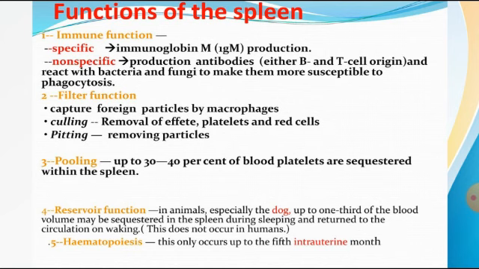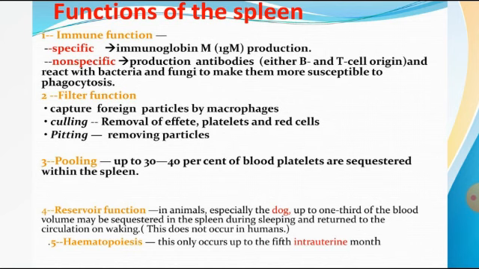The second function is the filter function. It captures foreign particles by macrophages. The functions are culling and pitting, and both can remove platelets, red cells, and any particles. The next function is pooling, where up to 30 to 40 percent of blood platelets are sequestered within the spleen.